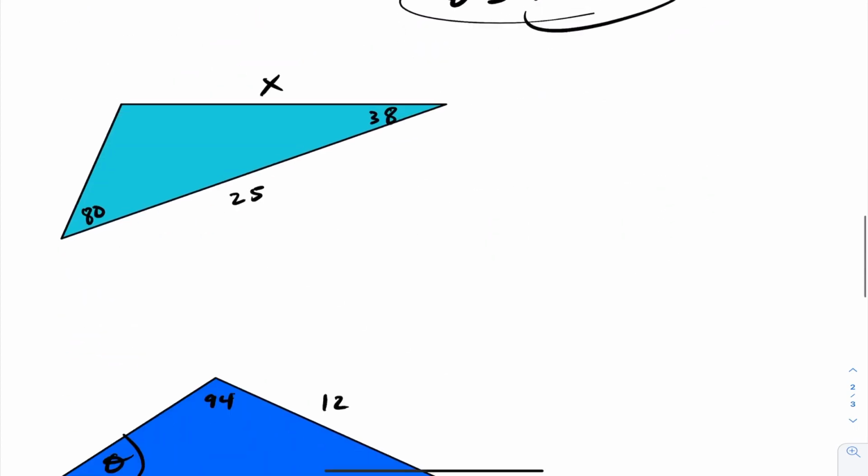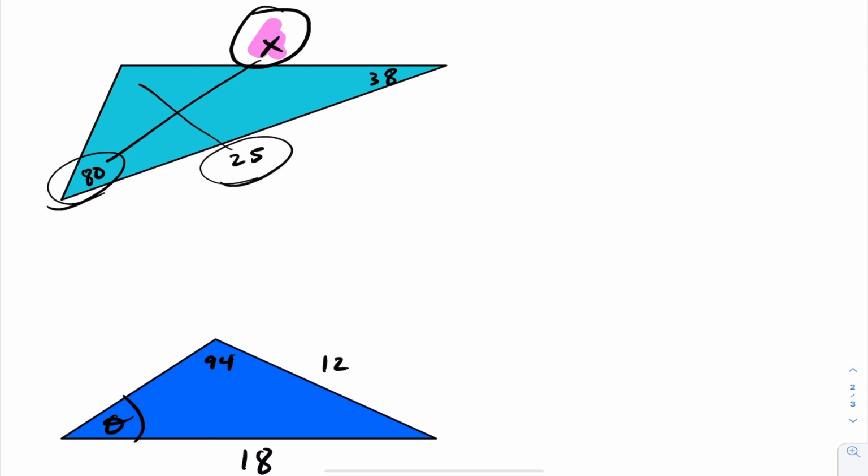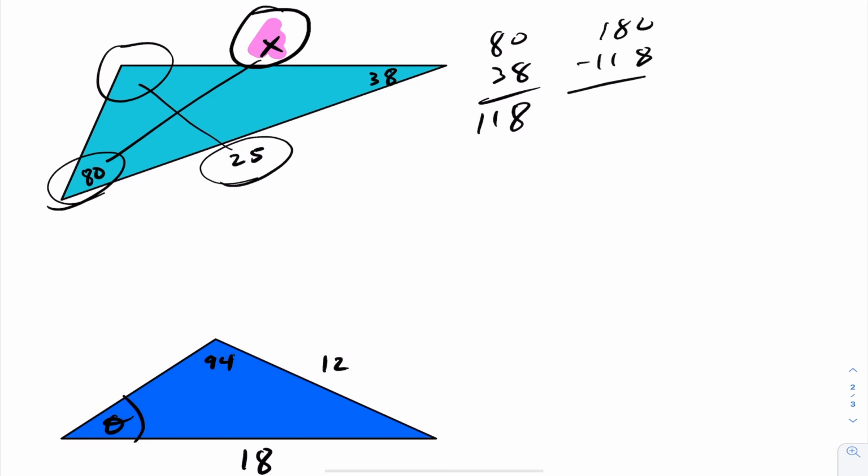All right, let's try another. So for this question here, we're looking to solve for the length. So if I can use the sine law here, it would be x over the sine of 80 degrees equals 25. Once again, I need this angle here. You'll notice 80 and 38 gives us 118. I need this to add up to 180, right? I need to get a 180 out of this. So 180 minus that 118 is going to give you 62.